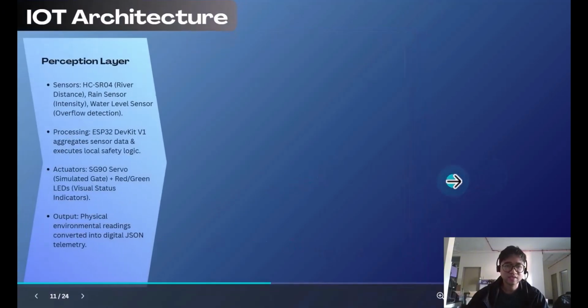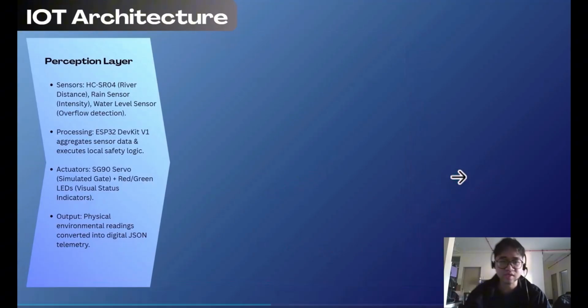For the perception layer, the sensors utilized are the ultrasonic sensor, water level sensor and rain sensor to gather data on the river distance, flood level, and rain intensity. The processing uses the ESP32 microcontroller to process the data, trigger actions like visual alerts using LEDs, and control physical gates with the servo motor.